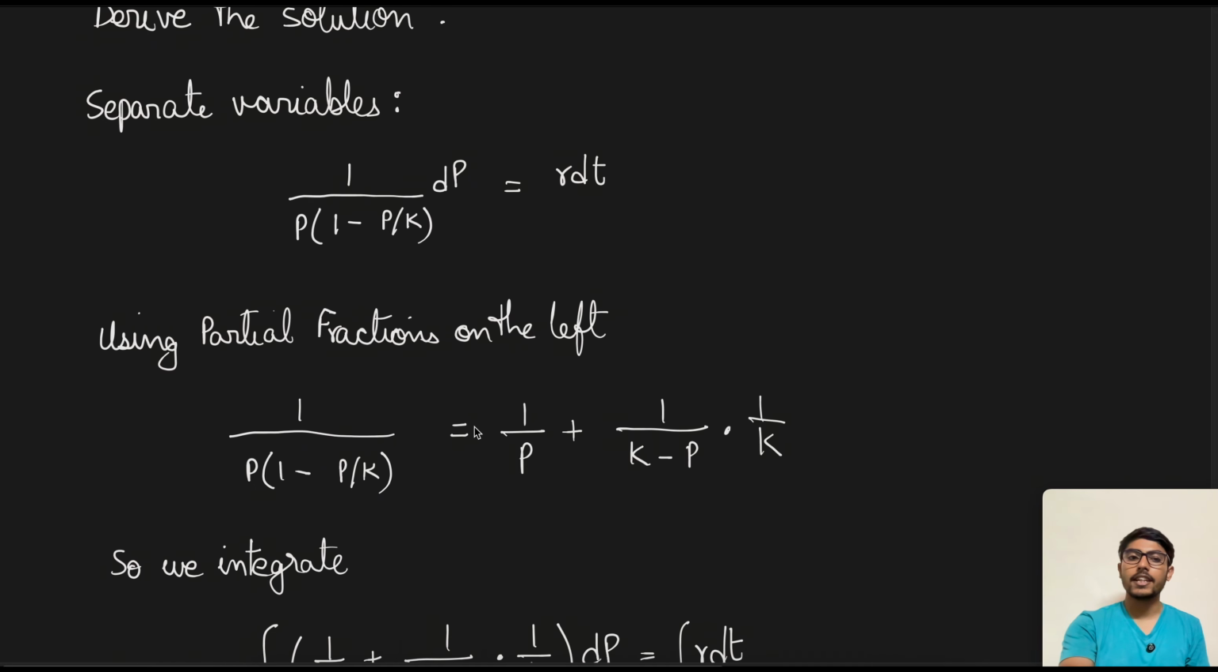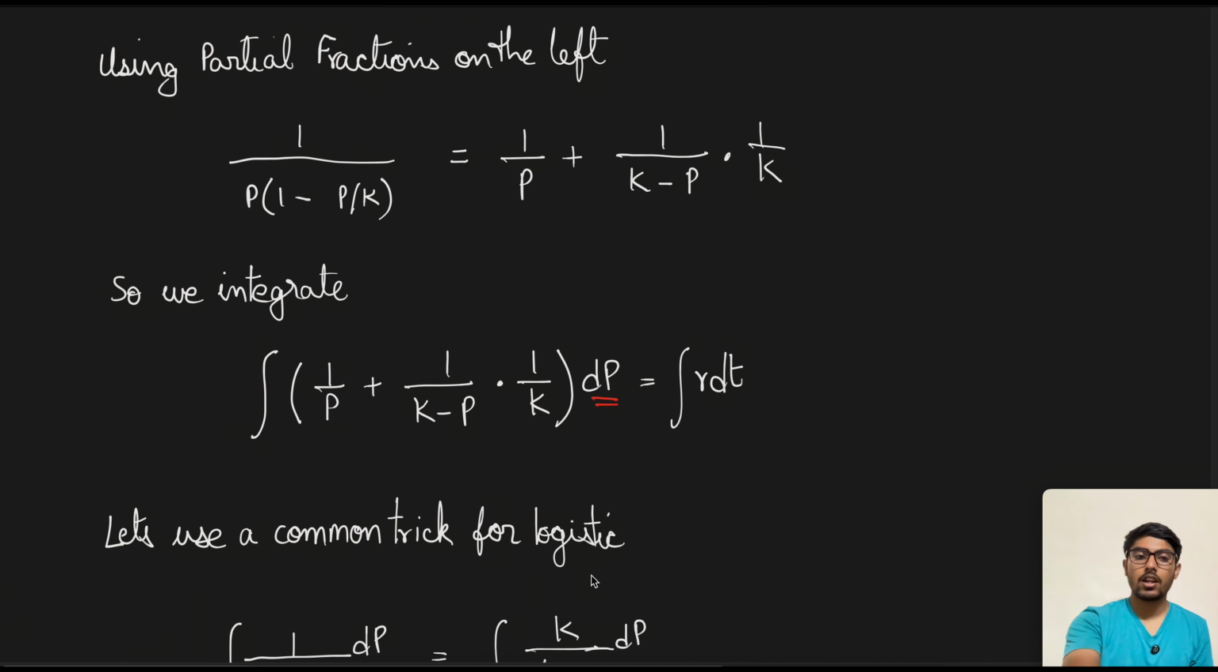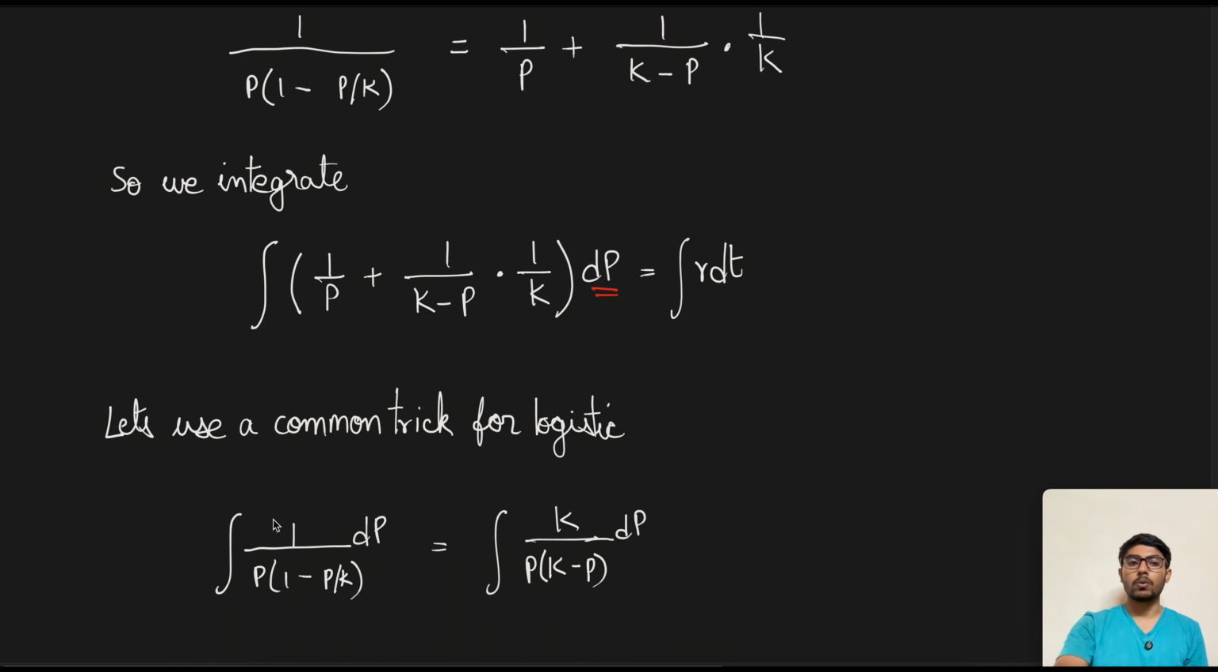So then we will integrate this up. Integrating separately, we will get the integral of (1/P + 1/(K - P) times 1/K) dP, which is equal to the integral of r dt. We will use a common trick for logistic expressions, which is this one, where the integral of 1/(P times (1 - P/K)) dP equals the integral of K/(P times (K - P)) dP. You can do this by simple maths as well, right.